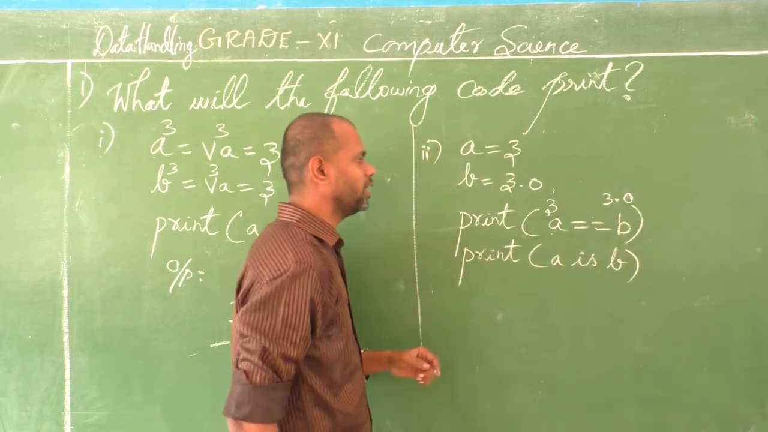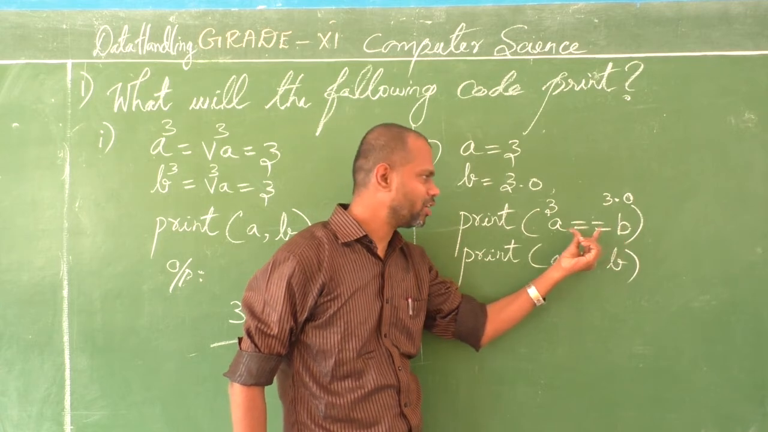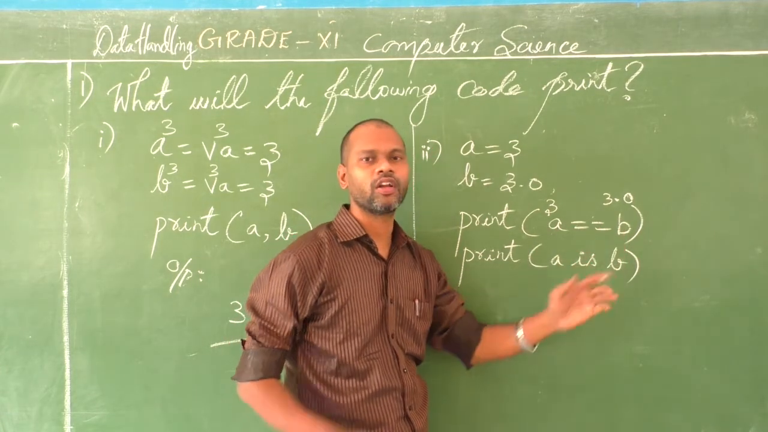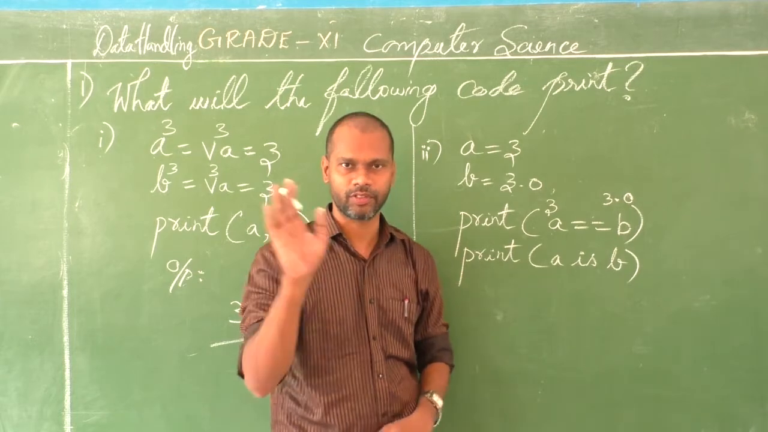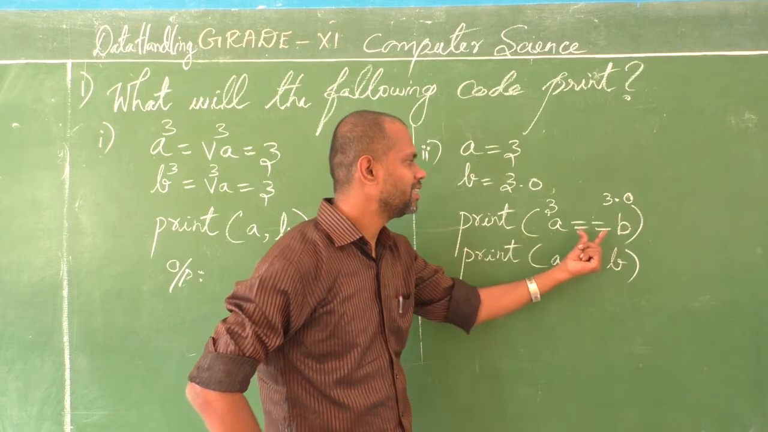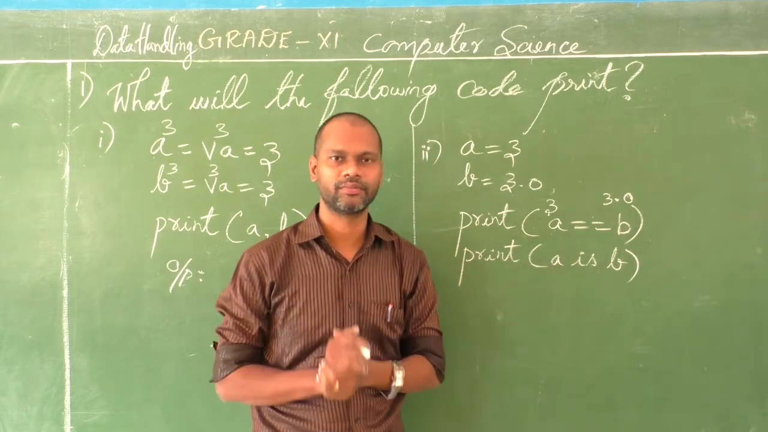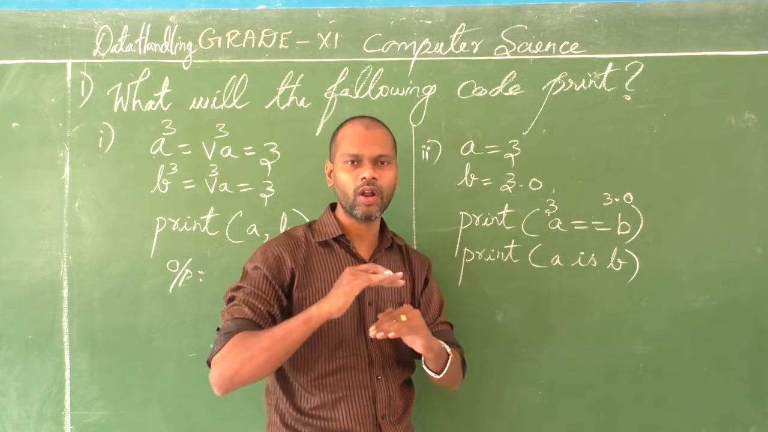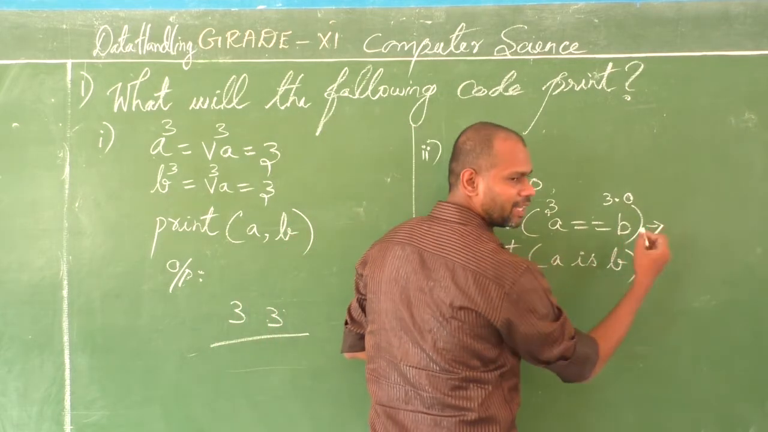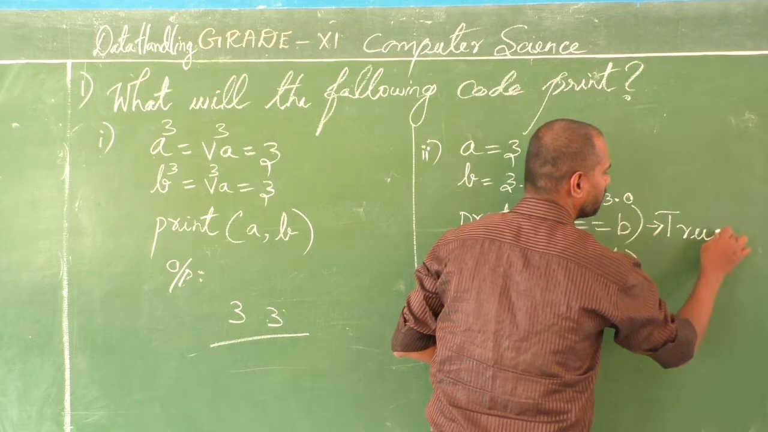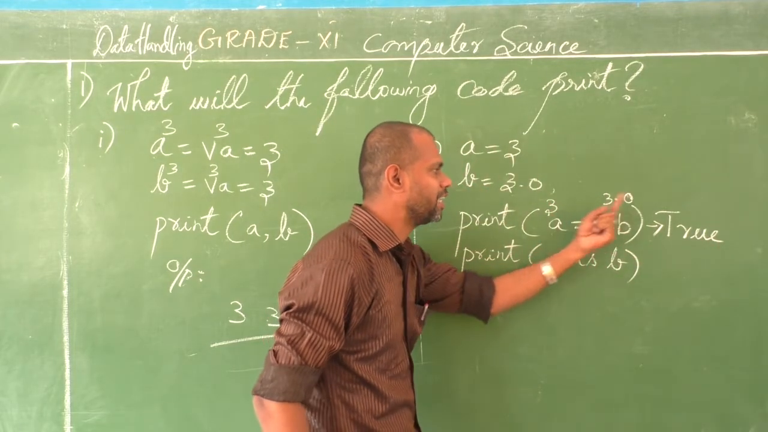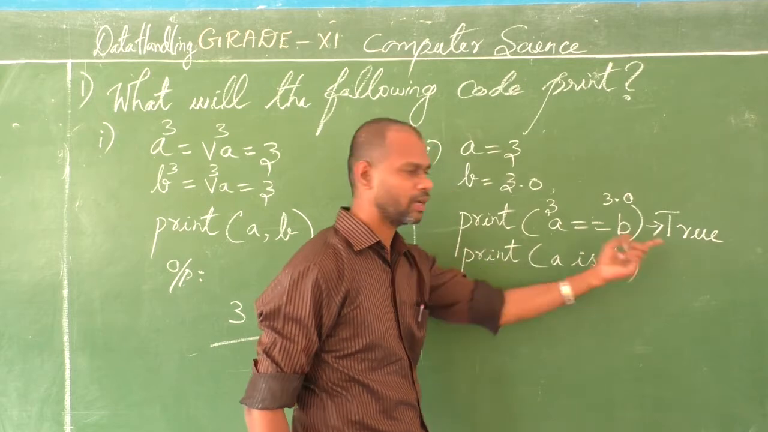If both the values are equal, it will return true. If both the values are not equal, it will return false. Got it? So the value of A is 3 and this is 3.0. Are they equal or not? Yes, the answer is true, because 3 and 3.0 are equal in value, so it will print true.